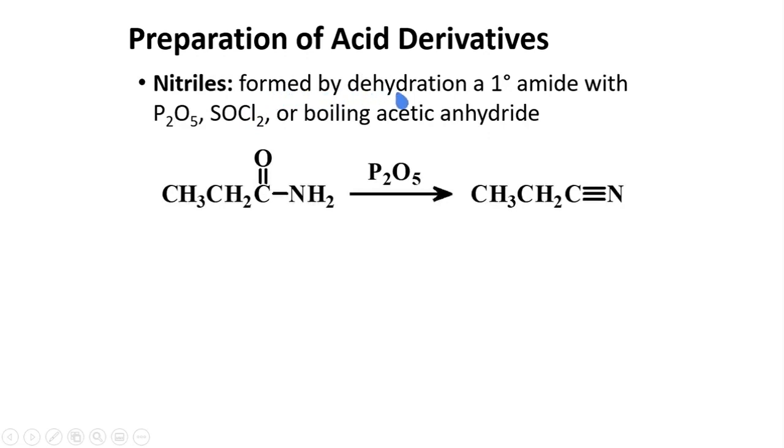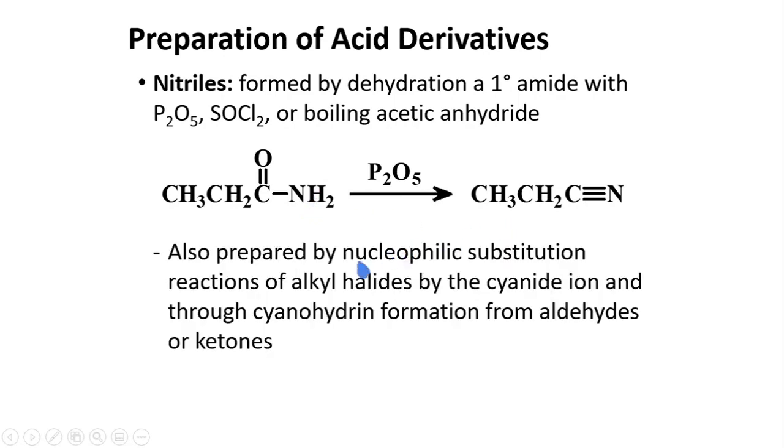Nitriles are formed by dehydration of the primary amide with phosphorus pentoxide, thionyl chloride, or boiling acetic anhydride. You can readily form your nitriles in this manner. Also, you can prepare nitriles by nucleophilic substitution of alkyl halides by the cyanide ion and through cyanohydrin formation from aldehydes or ketones.